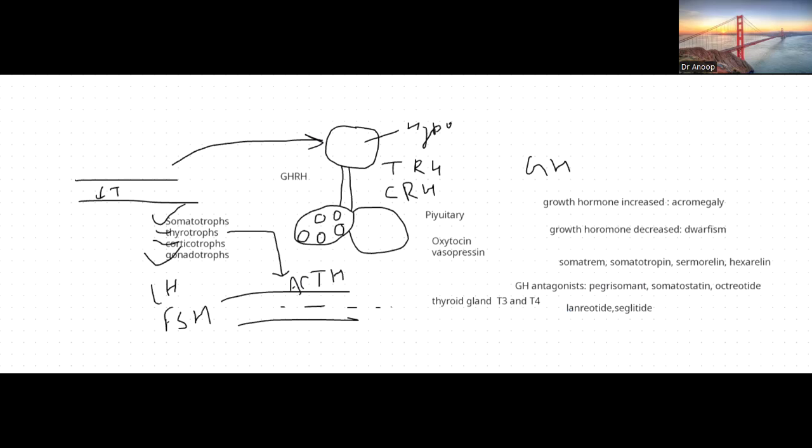When growth hormone concentration is decreased, you need analogs, and the analogs are somatotropin, sermorelin, hexarelin, somatrim. These analogs are useful where growth hormone concentration is decreased, and the others are useful when growth hormone concentration is much higher than normal, right? So like that, this is your growth hormone. Then we will discuss thyroid hormones as well.